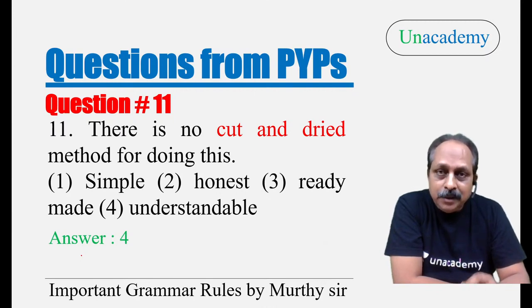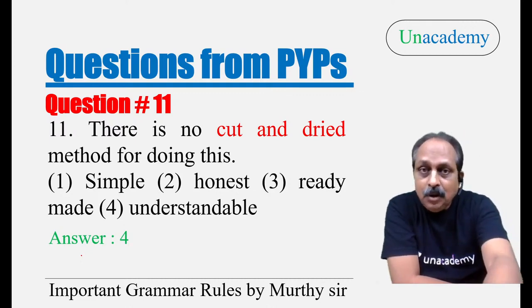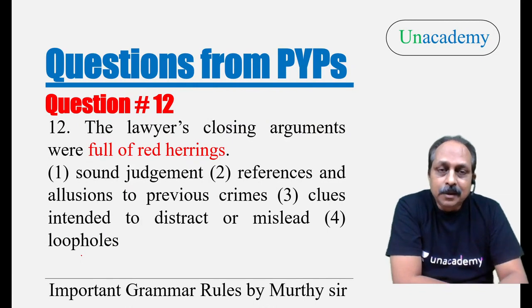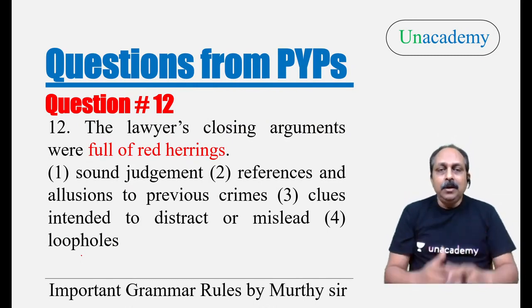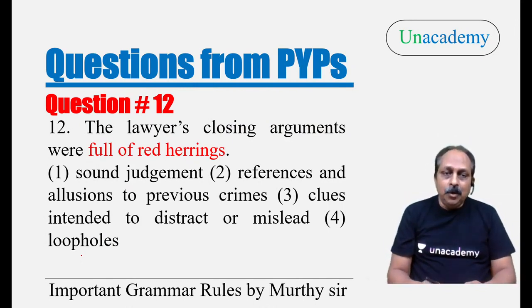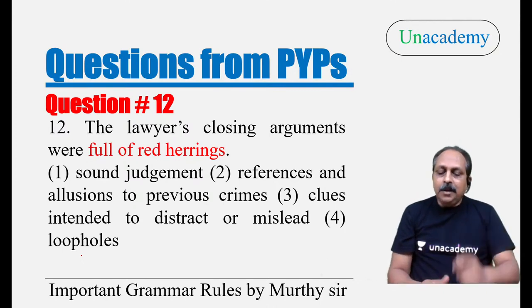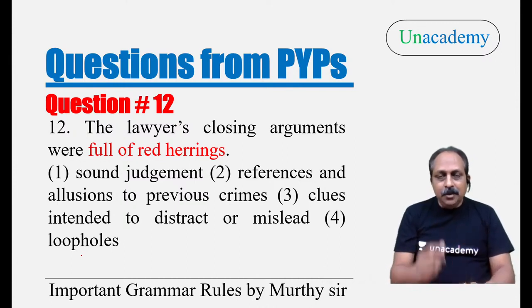So, cut and dried method, understandable method. It goes with methods, policies, procedures. Remember the combinations as well. Now, let us go to question number 12. The lawyer's closing arguments were full of red herrings. This is an important one they have given in many competitive exams, not easy to understand. Full of red herrings. Herring is one type of fish. Red herring is one type of fish.